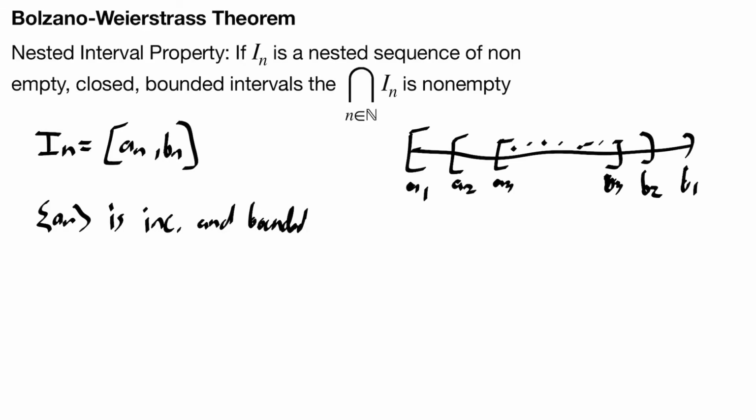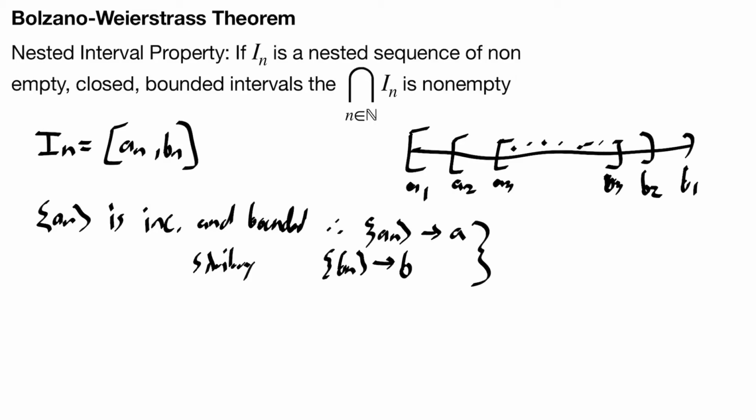So what does that mean? That means that that sequence must converge to some number a. Similarly, our sequence b_n must converge to b, and not only that, because all of our a_n are always smaller than all of our b_n, we know that a must be less than or equal to b.